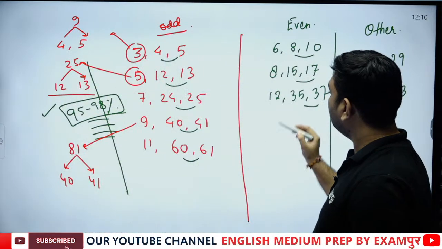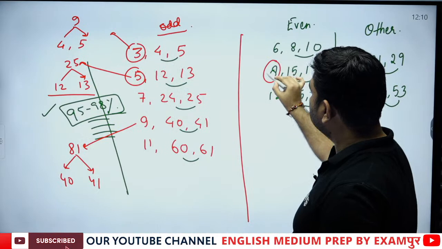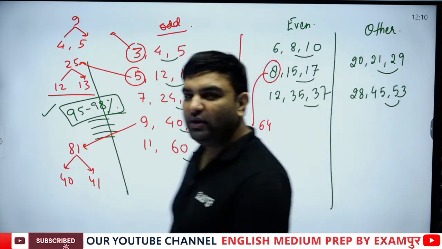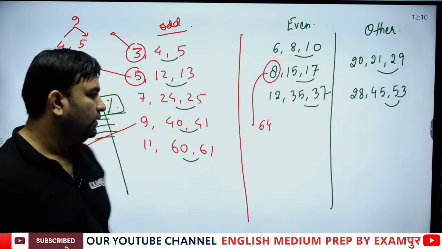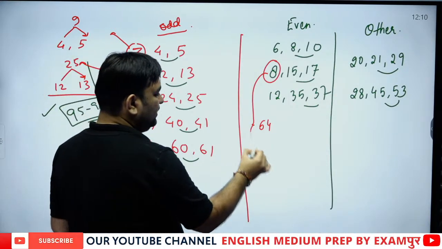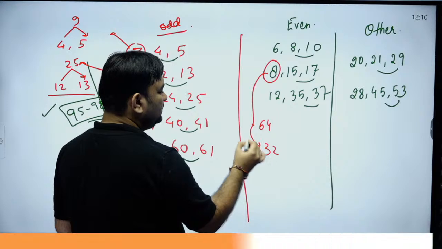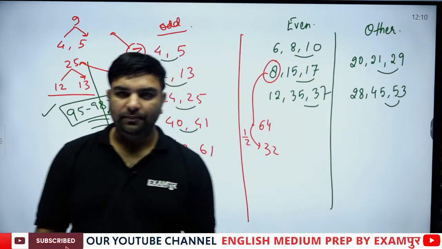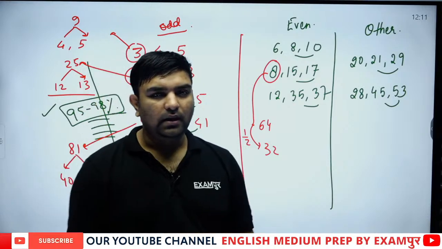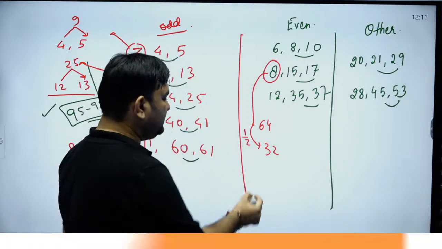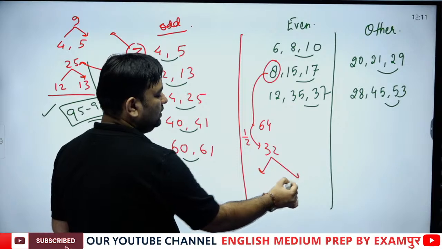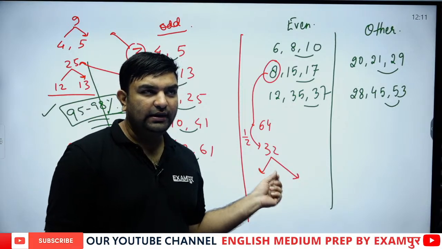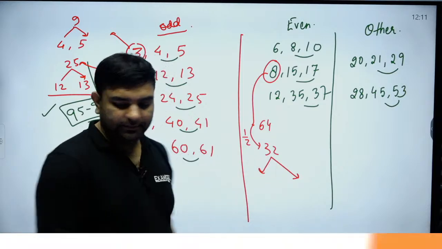Even case: square the lowest number, 64. One more step: divide by 2. Now divide into numbers whose difference is 2. So 15 and 17.